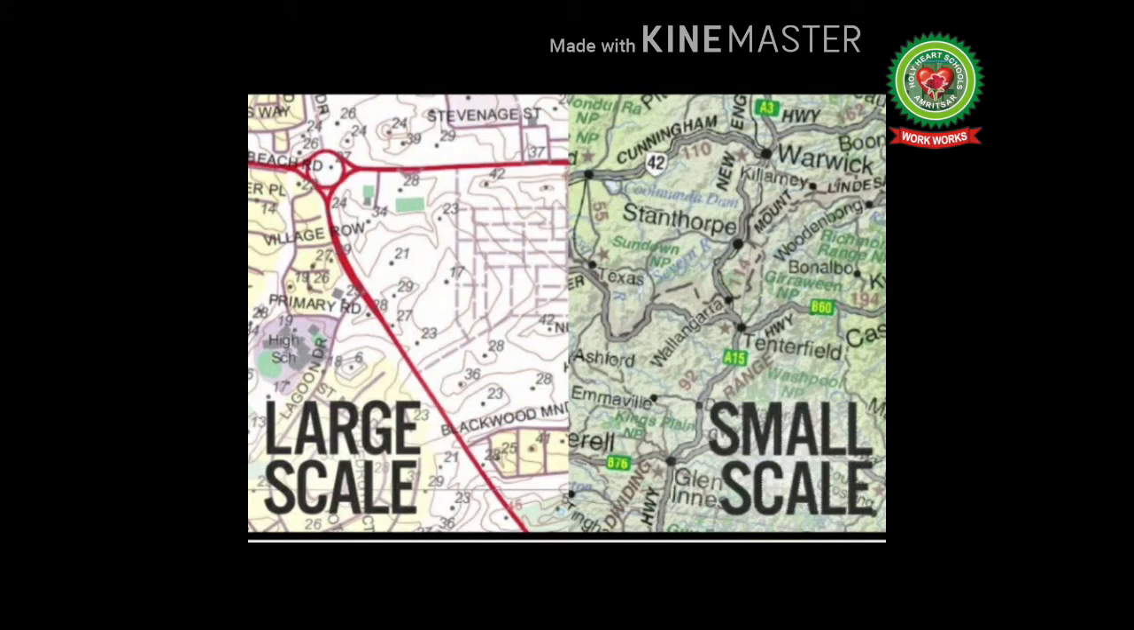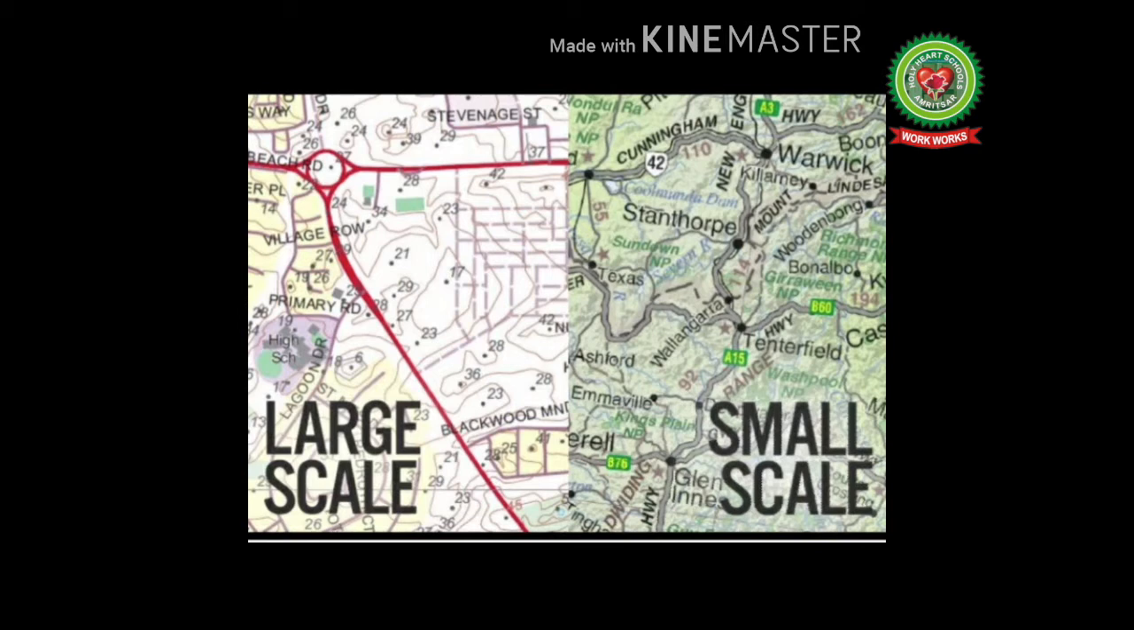The large scale map, which shows a small area with much detail. The layout maps of the villages and the guide maps of the cities are large scale maps. The second one is the small scale maps, which show a very large area with less details. The maps in the atlas or the wall maps used in the classrooms are mostly small scale maps.